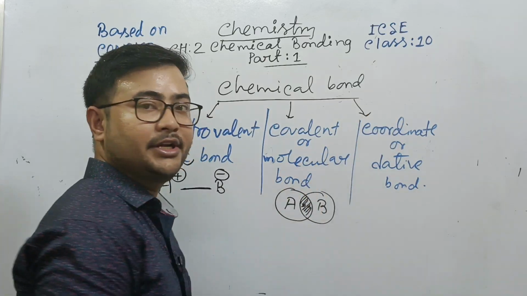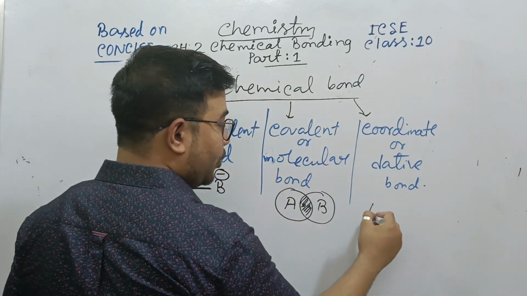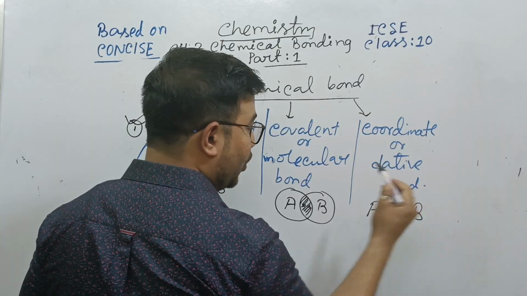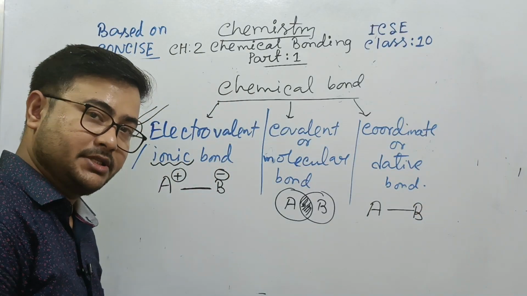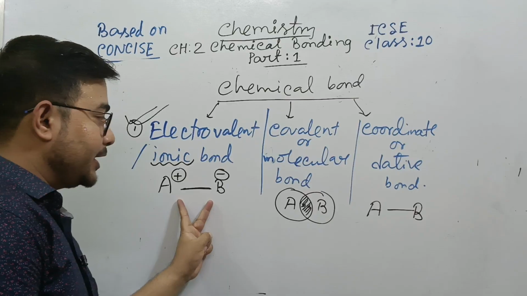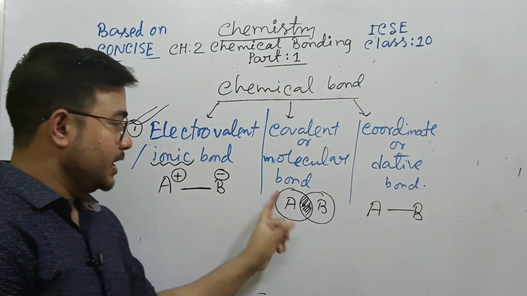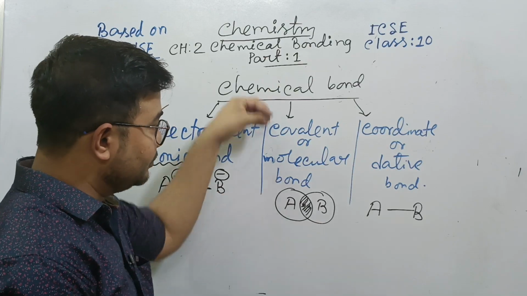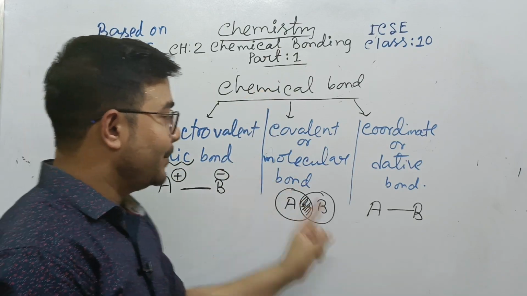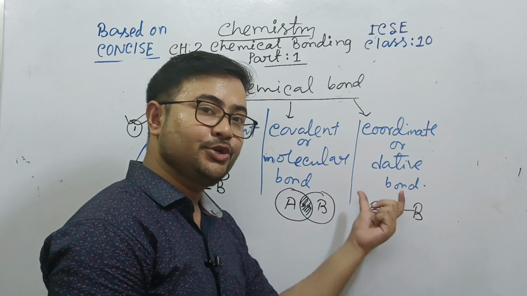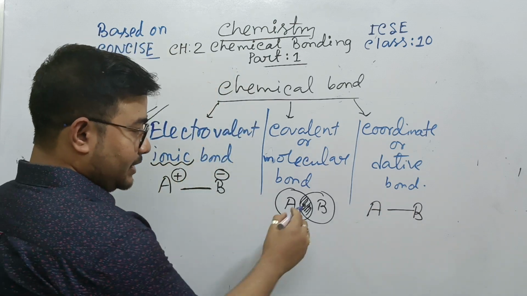Now what is a coordinate or dative bond? A bond forms between two atoms. Here also between two atoms, but here one is positive, another negative. Here in the common space, two atoms donate the electrons, but here the bond forms between two atoms, but here, look at the board.